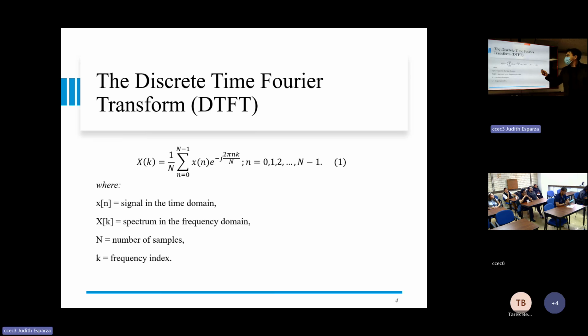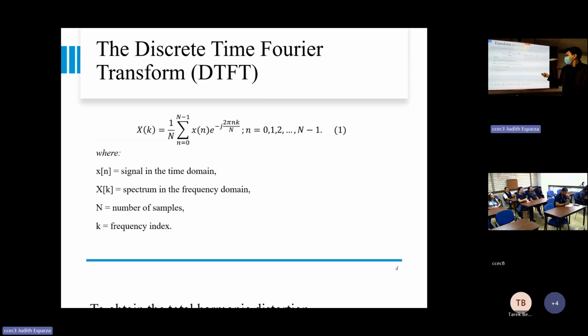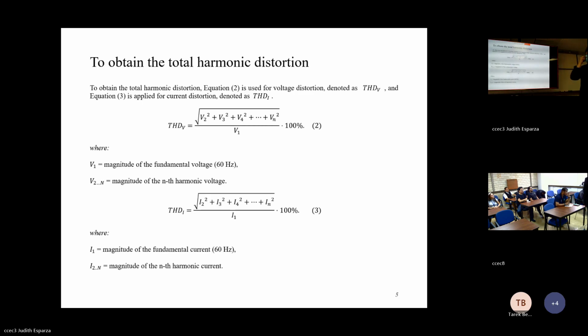I use the discrete time Fourier transform because I have the signal in time and I need it in frequency. I need other equations, which are very important: the percent total harmonic distortion. For example, this is the equation I use for voltage distortion.